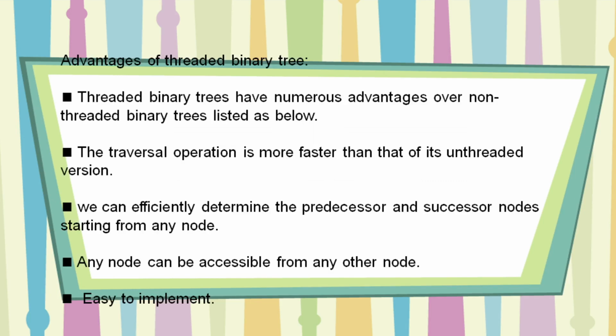Advantages of threaded binary trees. There are a number of advantages of threaded binary trees over non-threaded binary trees. Traversal operation is faster than its unthreaded version. With threaded binary trees, a non-recursive implementation is possible, which can run faster and does not require the bother of stack management. And the next advantage is we can efficiently determine the preceder and successor of a node starting from any node.